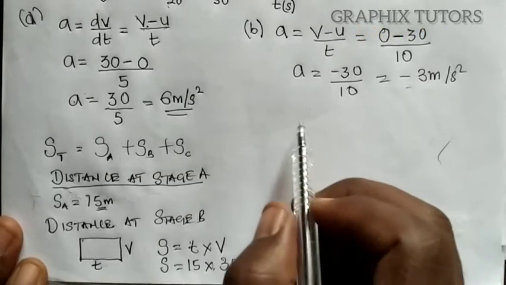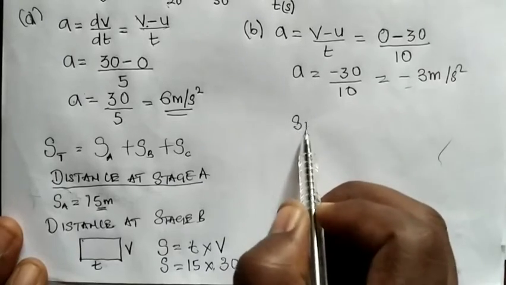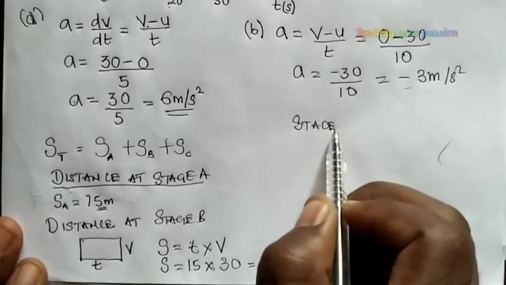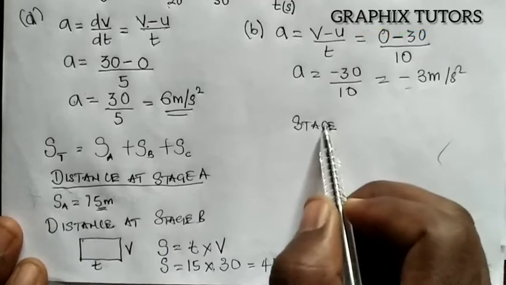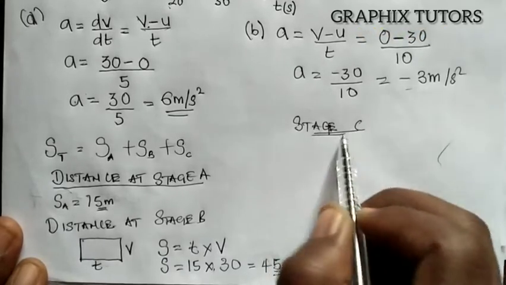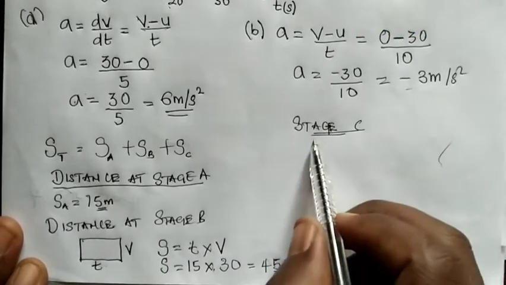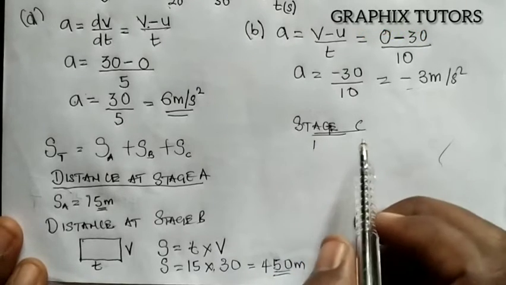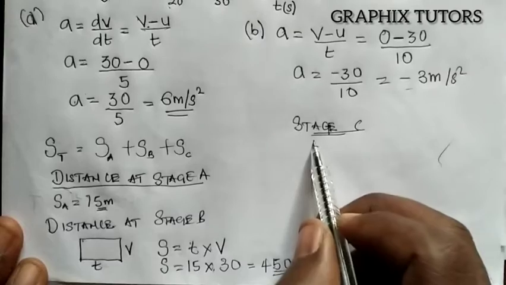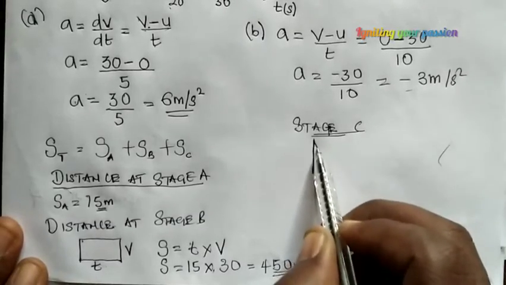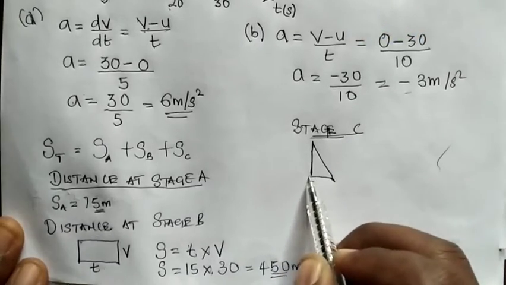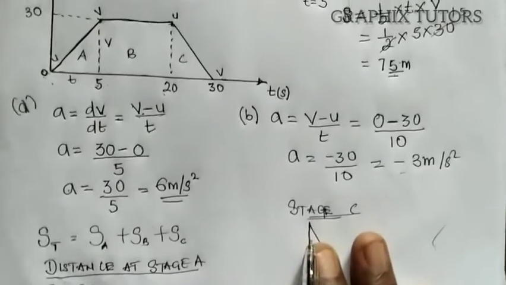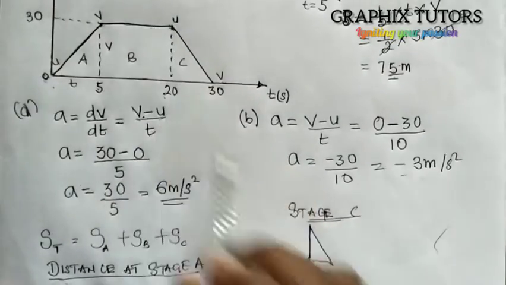So similarly, at stage C, the distance at stage C, we know is also a shape, right? So we're going to have this way, a triangle. So we're having this way. If you look at it very well, this is the shape here. At stage C is forming a triangle.